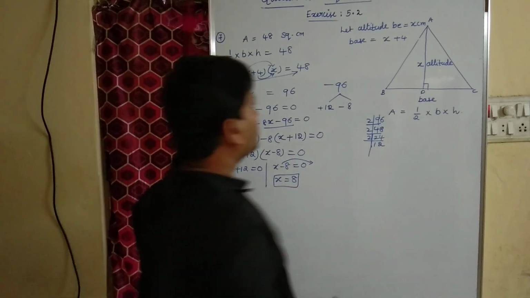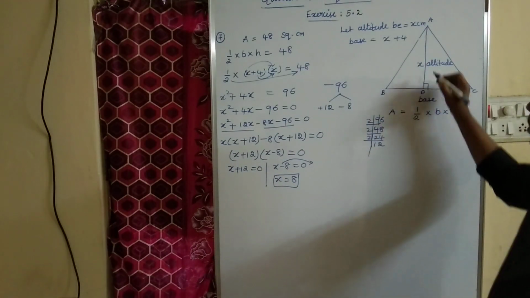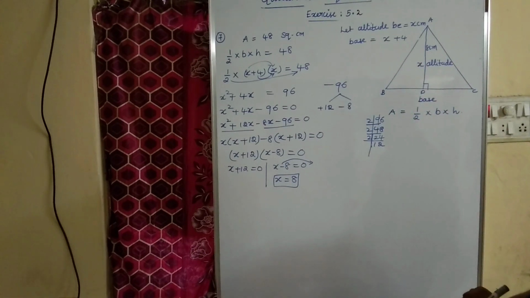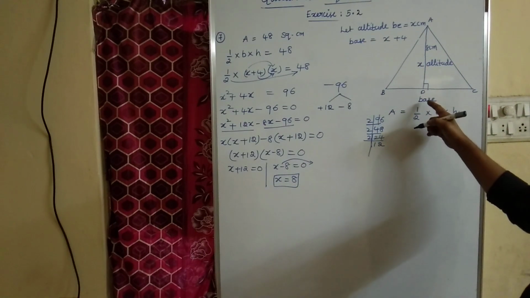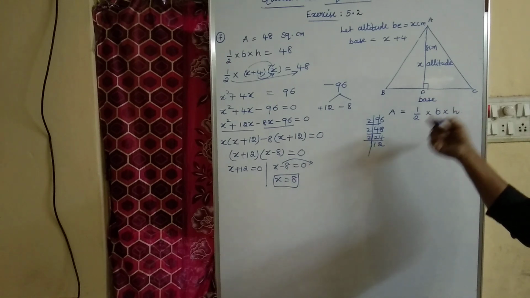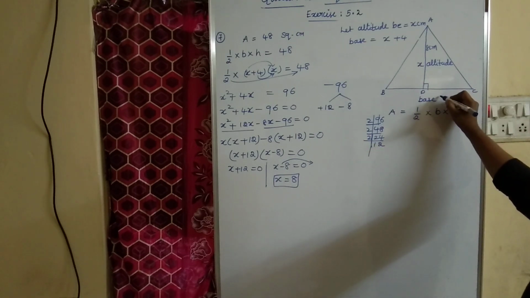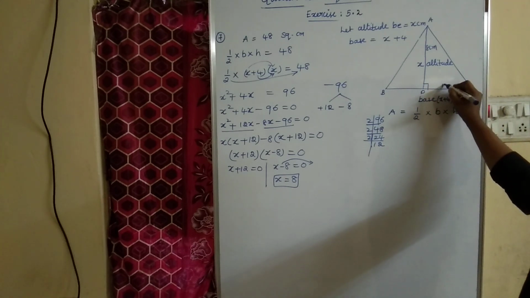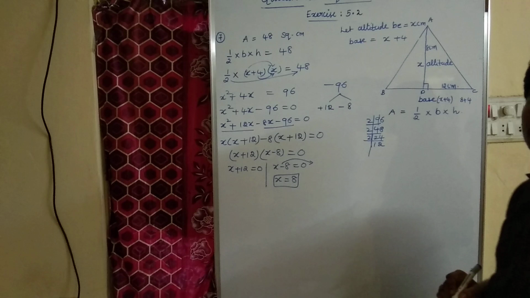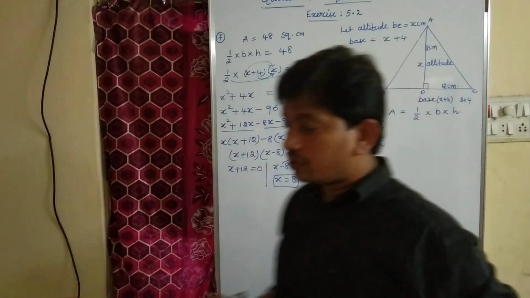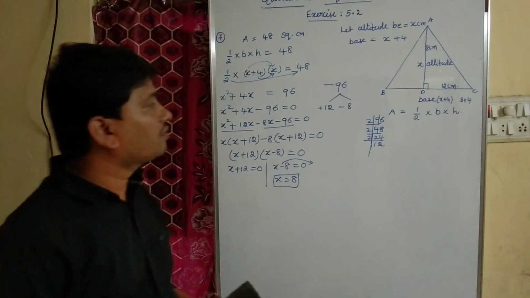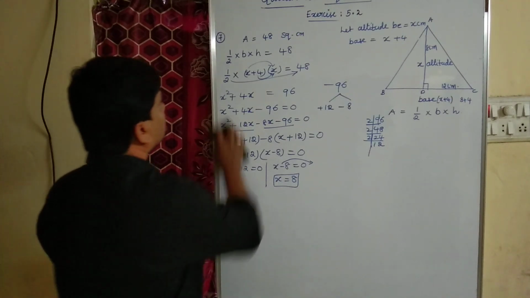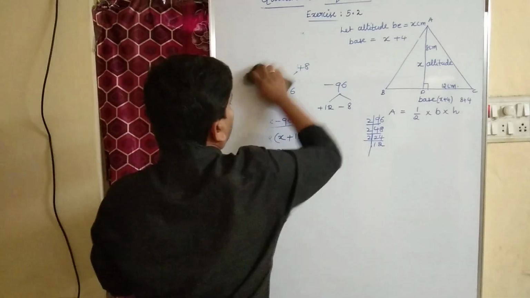Right? Therefore, what is the base and altitude, children? We called altitude x centimeter, so altitude is 8 centimeter. What about the base? Base will be 4 centimeter more than the altitude. As we considered x plus 4, I mean 8 plus 4, which is equal to how much, children? 12 centimeter. So altitude is equal to 8 centimeter and base equal to 12 centimeter. Okay children? Do you understand this question? That is question number 7.